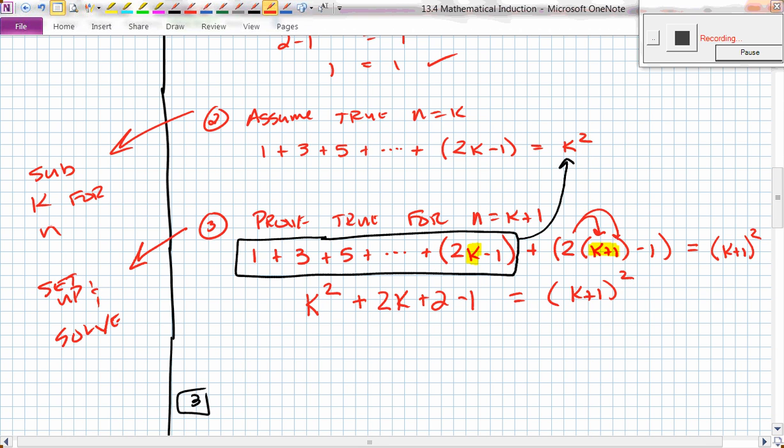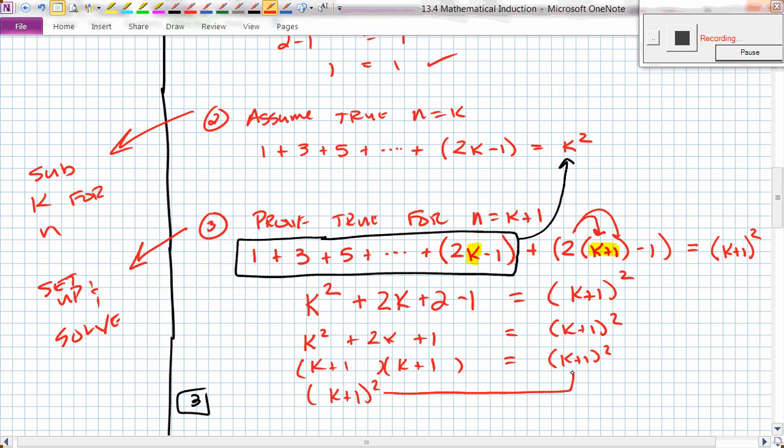If I can get these two to look like each other, then I have proved its truth for all n using induction. Okay, here we go. Does anyone see any like terms I can simplify? K squared plus 2k plus 1 equals k plus 1 squared. Hey, can we factor that? I told you. You guys don't believe me. So isn't this just k plus 1 times k plus 1? So, oh my gosh. K plus 1 squared equals k plus 1 squared. Now, you tie it all together by doing this. Therefore, the statement is true for all positive integers n.